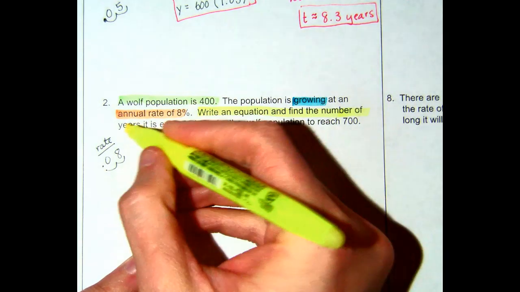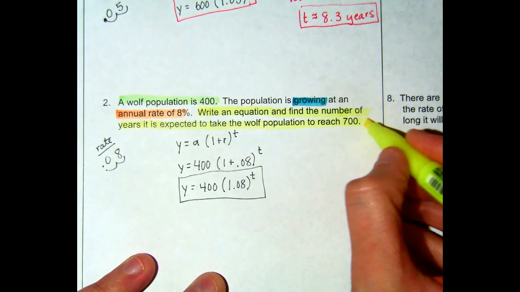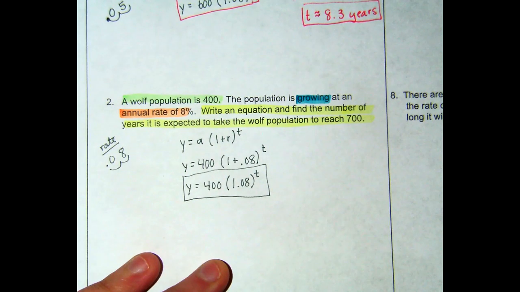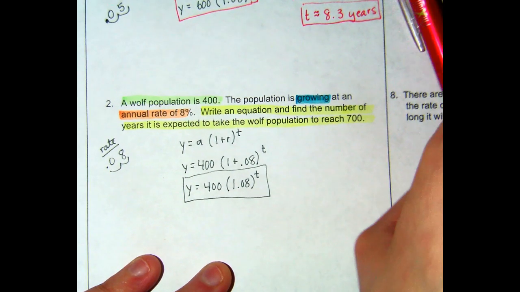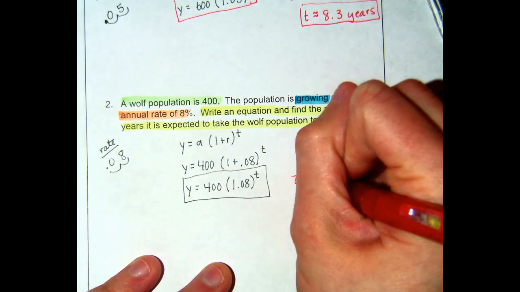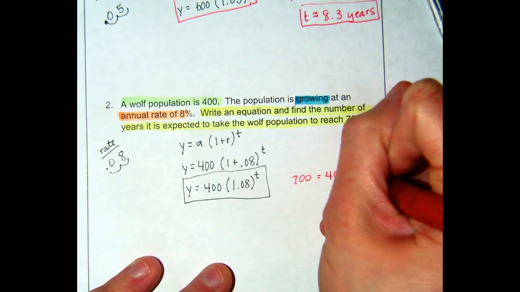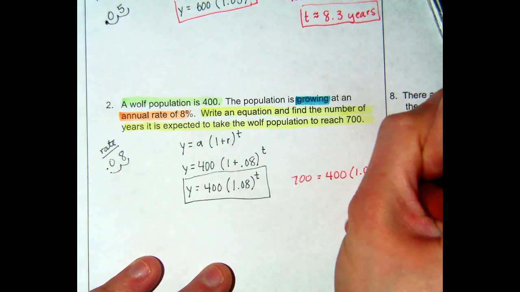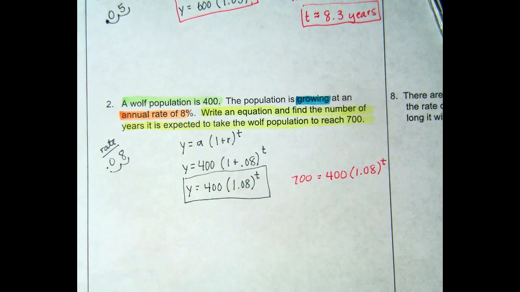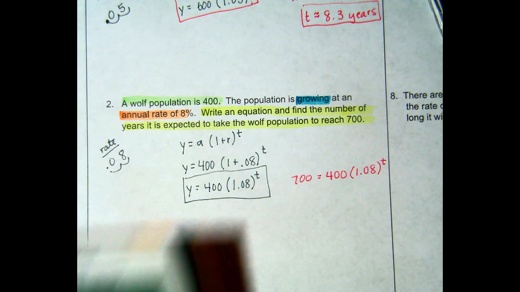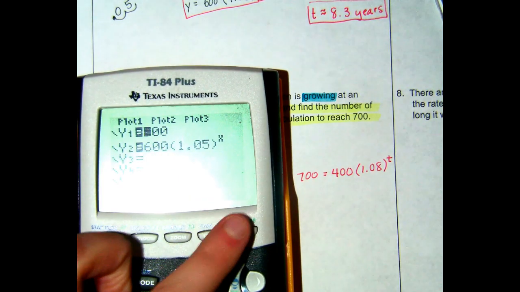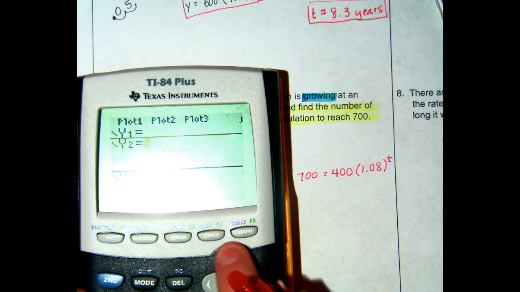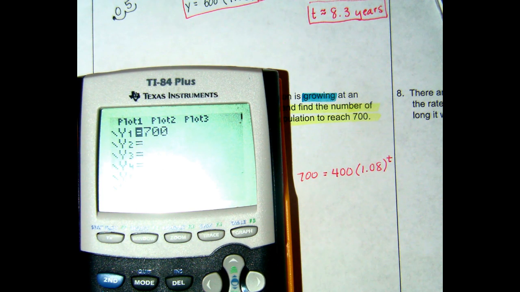And find the number of years it is expected to take the wolf population to reach 700. That means, when will this, what year will this reach 700? Again, I'm going to type it in my calculator like I did. y equals, clear this out from the last one, 700, 400 times 1.08 to the x power.